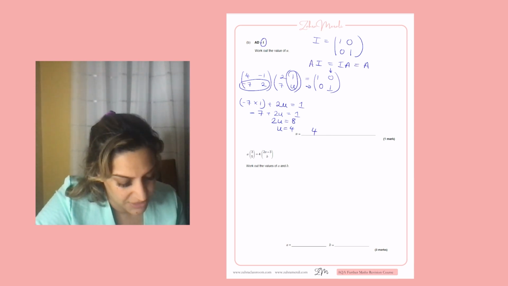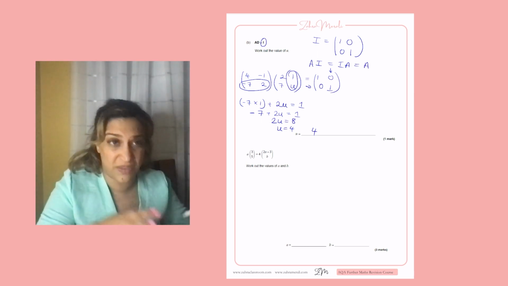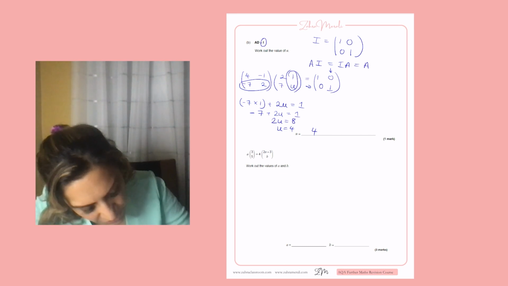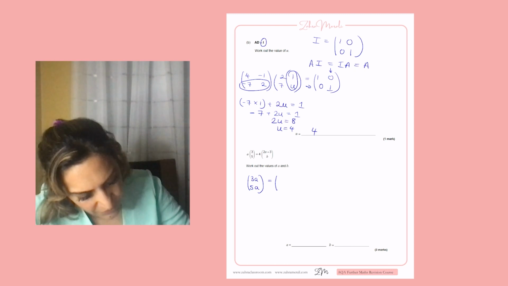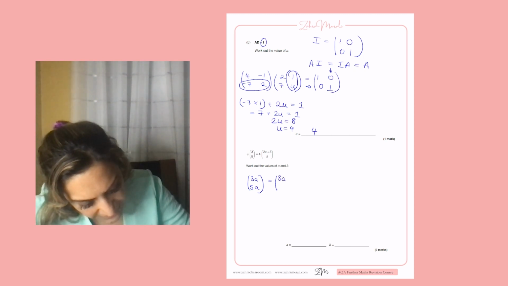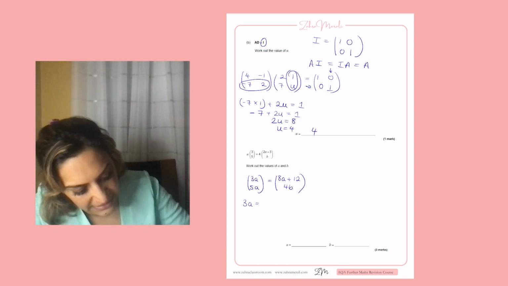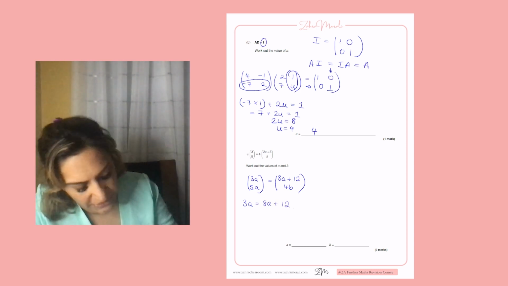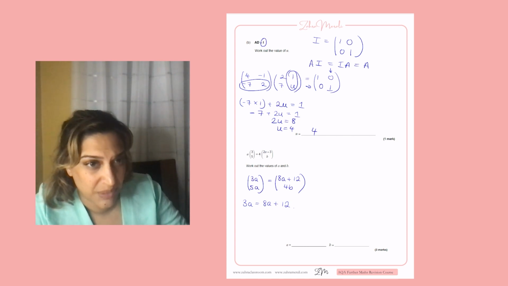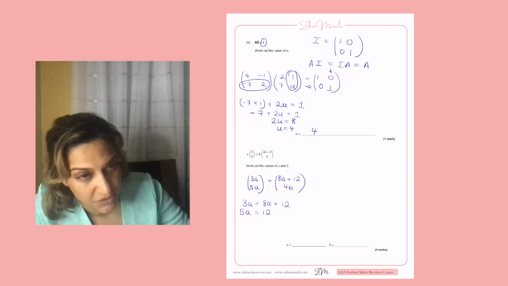Okay, next question. Work out the values of A and B. If we've got a number outside, it means everything is multiplied by that. So here, this means 3A and 5A. And on this side, we've got 4 times 2, so 8A plus 12. So it's like having a number outside of a bracket. So now I've got 3A equals 8A plus 12. So if I put all the A's on one side, 8 minus 3 is going to give us 5A equals 12.